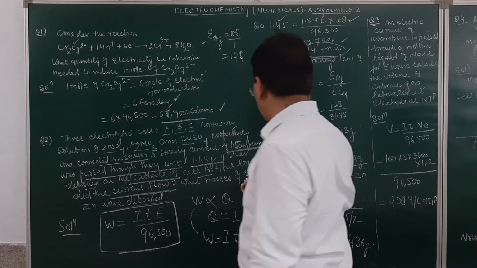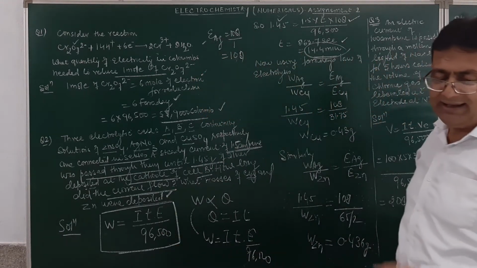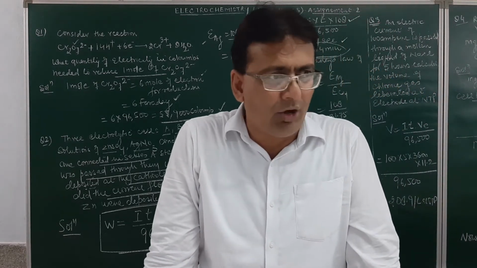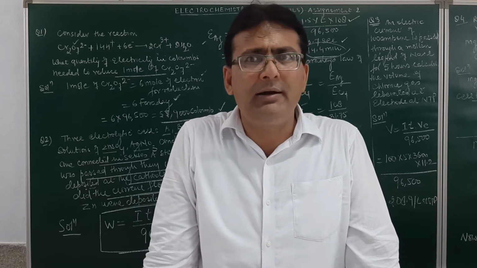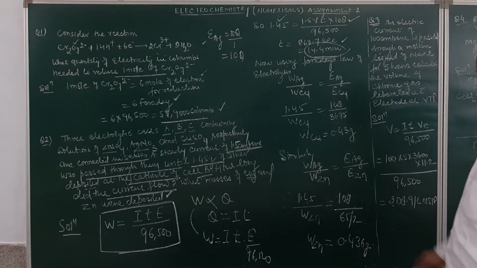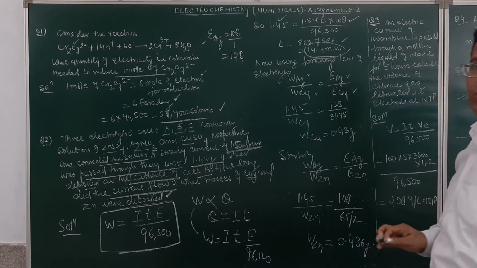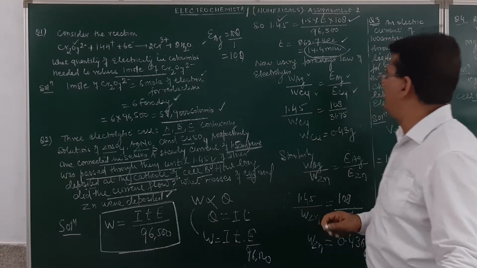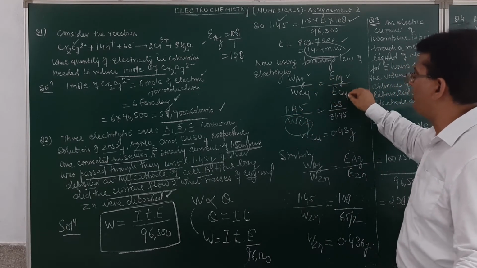What masses of copper and silver were deposited? Then we know, as per Faraday's second law, the mass of a substance deposited will be directly proportional to their equivalent mass. So mass of silver to the mass of copper will be equal to equivalent mass of silver to the equivalent mass of copper. What is the mass of silver deposited? 1.45. The mass of copper deposited, we have to find out. The formula is W1 upon W2 equal to E1 upon E2.